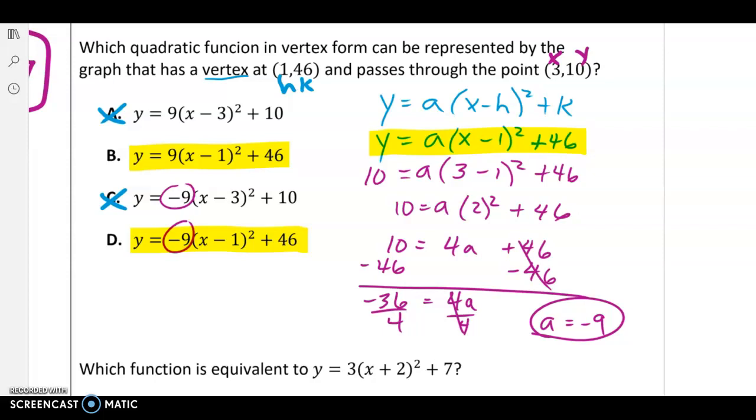Okay guys, notice that in this problem, once you've plugged in H and K, the vertex, you can eliminate answer choices A and C because that person, whoever created those 2 answer choices, they plugged in 3 and 10 for H and K, but H and K has to be the vertex. It cannot be some random point. So A and C are incorrect. And then once you solve for A, you can see that the A value is -9, not +9. So our final answer is D.